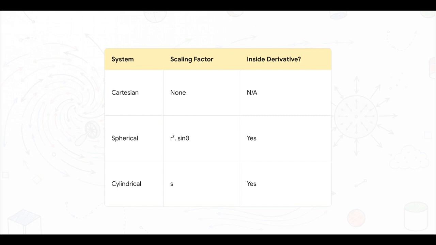For the r component, you have 1 over r squared multiplied by the derivative with respect to r of r squared times Ar. That r squared is literally trapped inside the derivative. You have to multiply your vector component by r squared first and then take the derivative. The exact same rule applies to the sine theta in the second term and the s in the cylindrical formula. Whatever you do, do not pull those scaling factors outside the derivative.